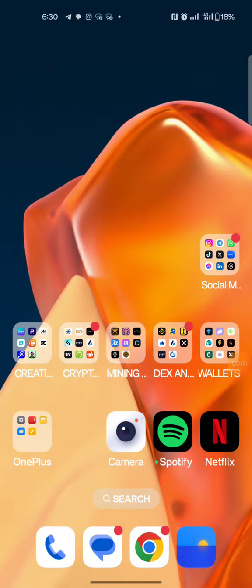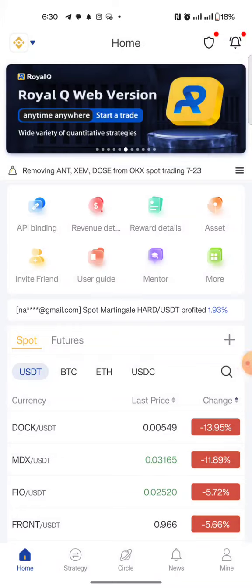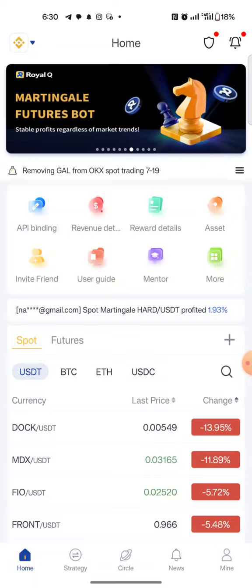Right, yes. In our previous week on Friday, we looked at how to pick coins by yourself in your Royalq robot. Today, we're also going to look at the same topic but with a different approach.